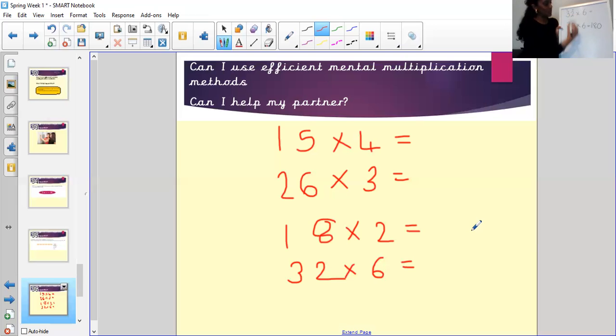Then you do 2 times 6. So 2 times 6 equals 12. Remember to put it into the correct column. You've got hundreds, 10s, and 1s. Make sure the 1 of your 12 is underneath the 10s, and the 2 is underneath the 1s, and then you can add it together. 0 plus 2 is 2. 8 plus 1 is 9, and 1 plus nothing is 1. So 32 times 6 is 192.